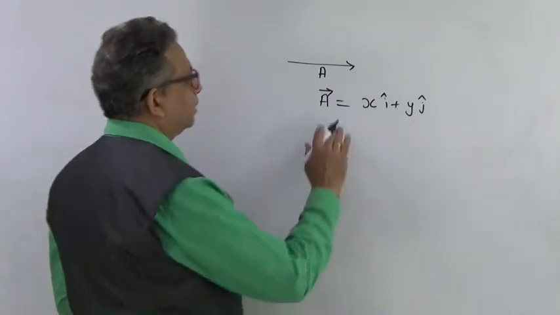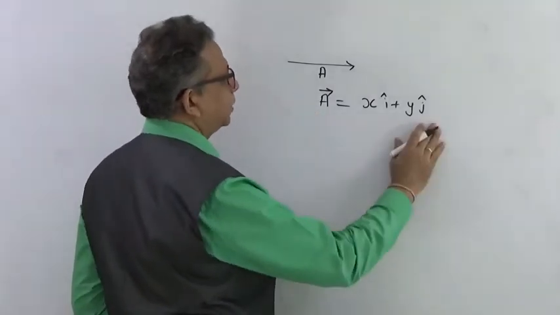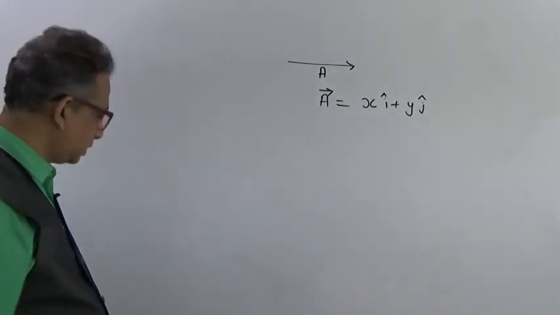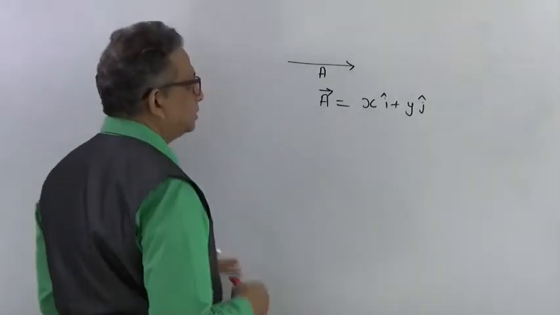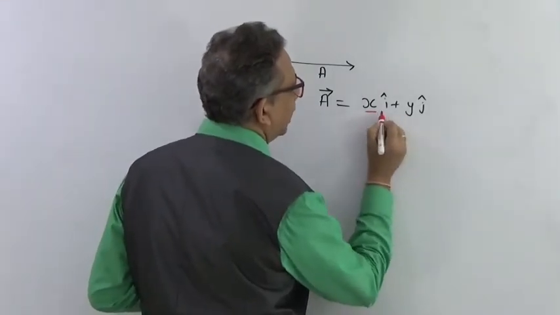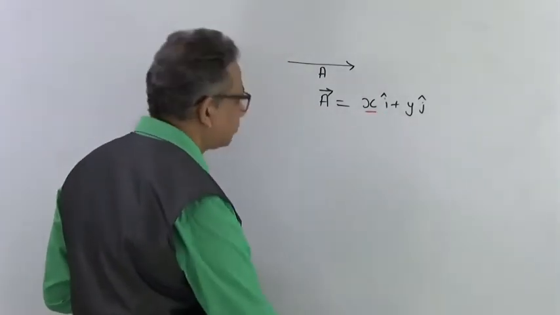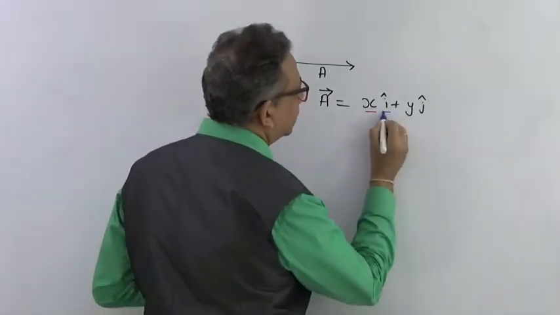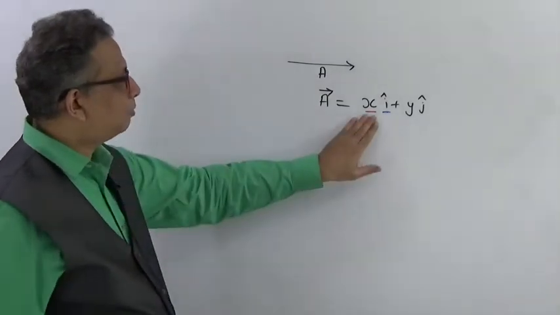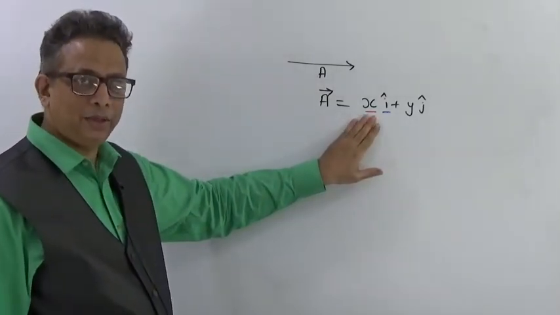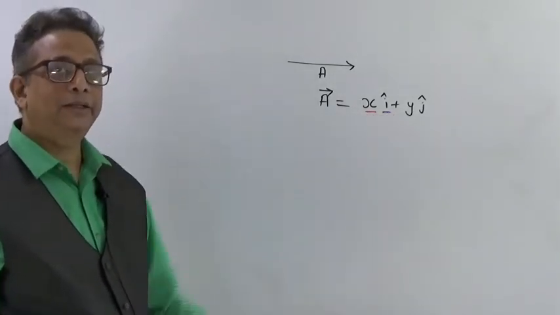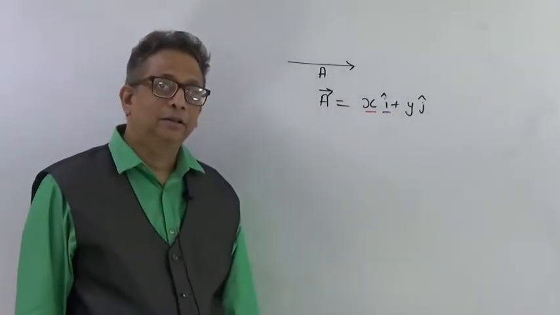So here, if I am representing a vector A in this particular format, what does this vector consist of? This vector consists of two components. One is a scalar component and another is a vector component. It is a multiplication of a scalar component. X is the magnitude, a constant, and i cap represents a vector.